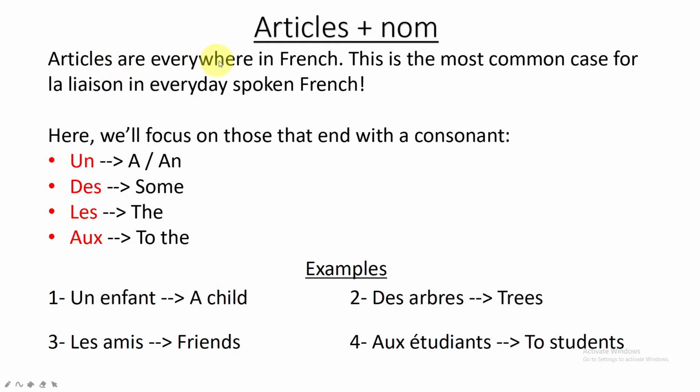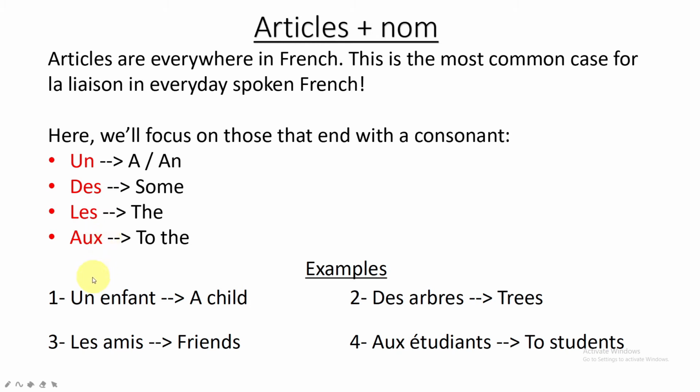Articles are everywhere in French. This is the most common case for la liaison in everyday spoken French. Here, we will focus on those that end with a consonant. So for the articles ending with a consonant, we have un, des, les, aux.